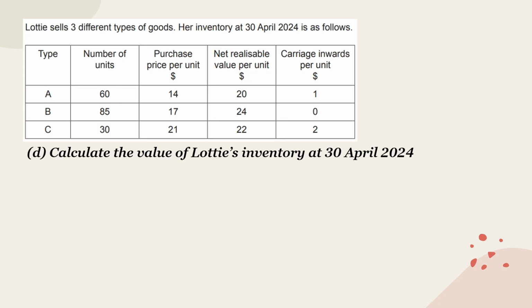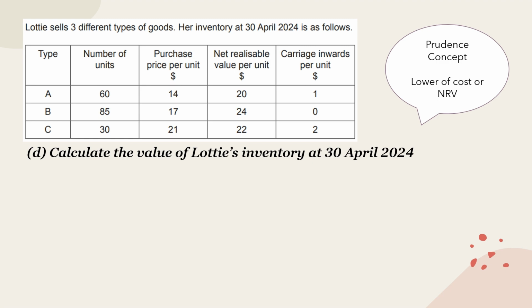Now moving on to part D, we are supposed to calculate the value of Lottie's inventory at 30th April 2024. Now to do this, we have to recall some concepts. Let's recall the prudence concept. The prudence concept states that we should avoid overstating assets. So in this case, inventory is an asset. We should not overestimate inventory. And we have to use this concept. Remember, we record inventory at lower of cost or net realizable value, which is nothing but an application of the prudence concept. Lower of cost or net realizable value.